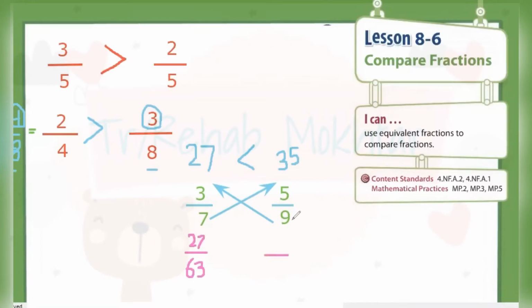Here I will multiply by 7 up and down. 7 times 9 equals 63. And 7 times 5 equals 35. What did we do here, teacher? Just we found the same numbers without the denominator. So 27 is less than 35. We can apply this way always. Let's solve our problems.